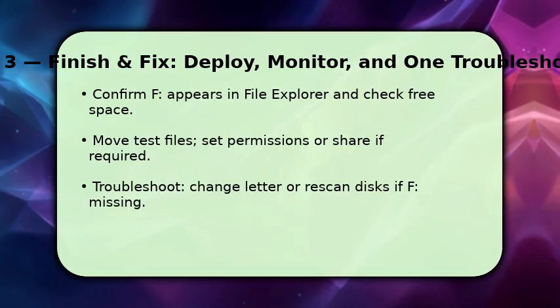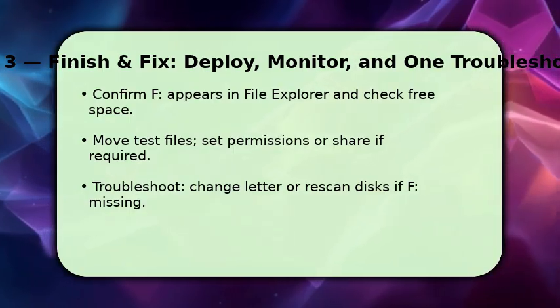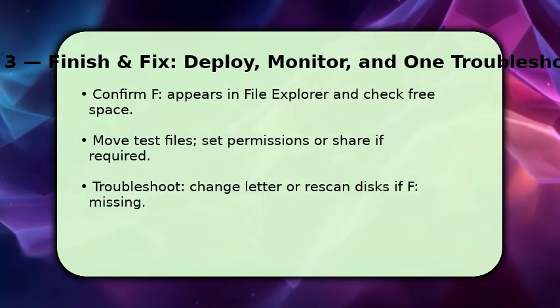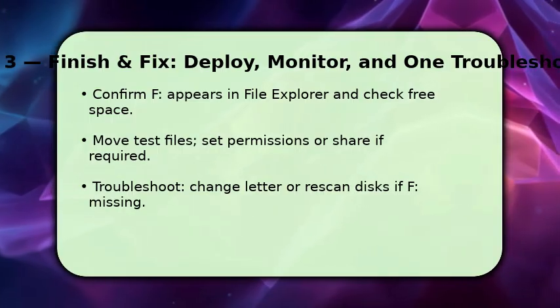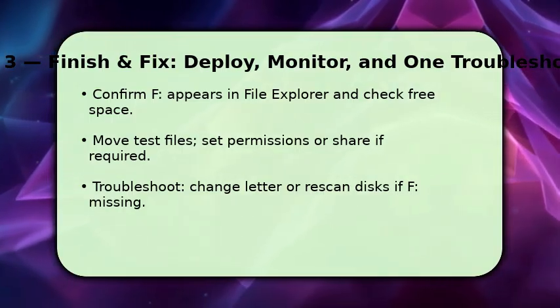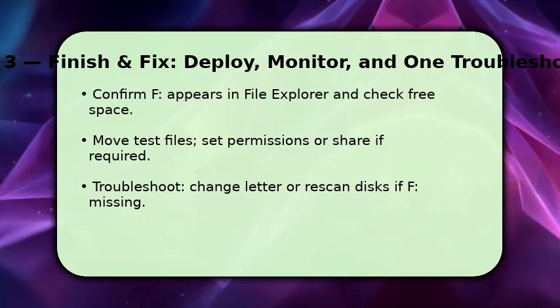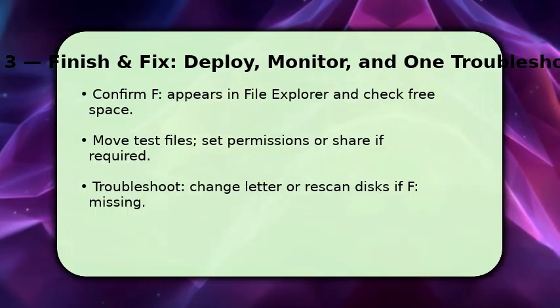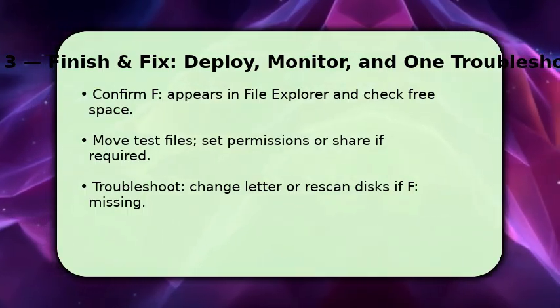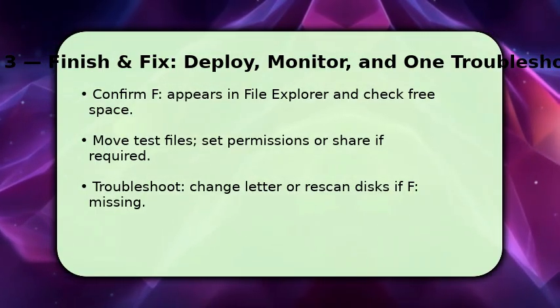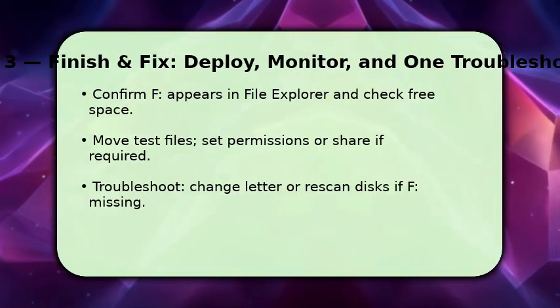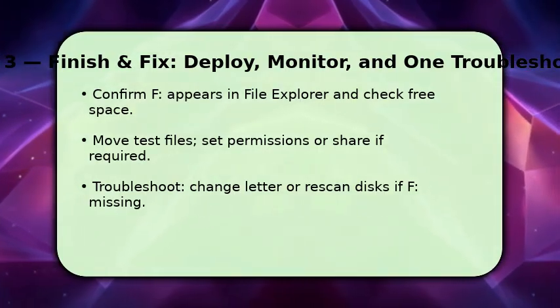Move a small set of test files to verify read/write behavior, then adjust permissions or sharing settings if you'll access it over a network. Once done, make sure to add any backup tasks pointing to F. If F doesn't show up, rescan disks in Disk Management or right-click the volume to change the drive letter. That simple fix resolves most assignment conflicts.